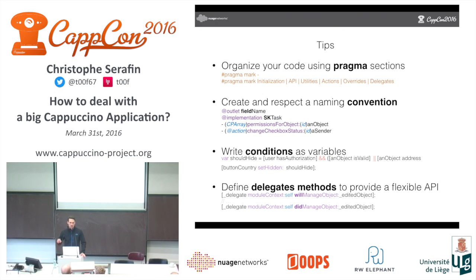Imagine that you want to use this popover for creating and editing an object. But when editing the object, you want to disable a checkbox. It's really easy to override this will manage object, check if the object has an ID, and if it has an ID, you just need to enable or disable the checkbox. So it gives you flexibility in your code just by adding those delegate methods.